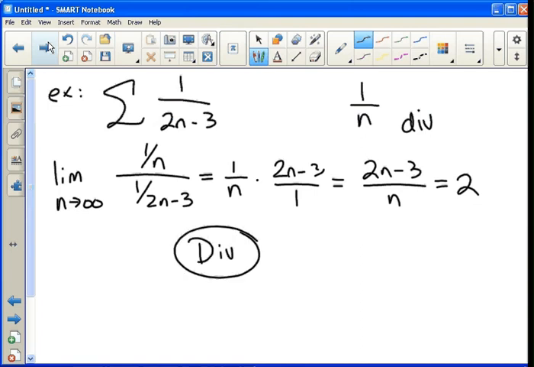If you notice, we could have set this up the opposite way with 1 over 2n minus 3 on top originally. The only thing that would have changed is our answer would have been 1/2 instead of 2. Well, that's clearly still finite and positive, so it still would have worked. So it's up to you which one you put on top.